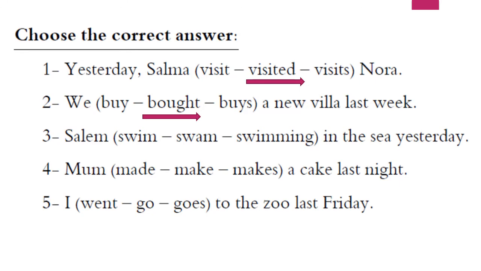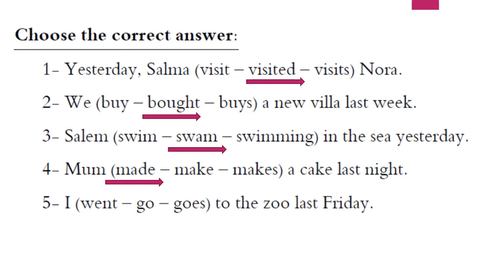Number 3, Salim swam or swimming in the sea yesterday. We have a keyword yesterday here, so we are going to choose the word swam. Number 4, Mom make or makes a cake last night. Last night, this is our keyword, so we are going to choose made. Mom made a cake last night.